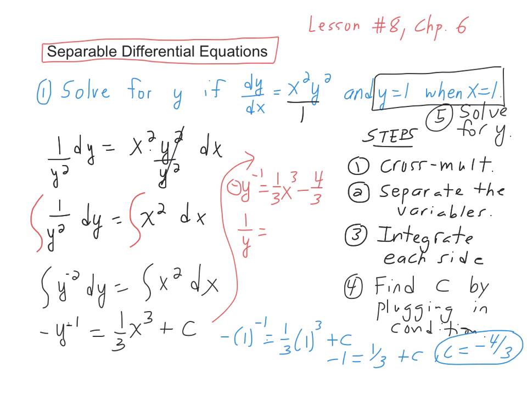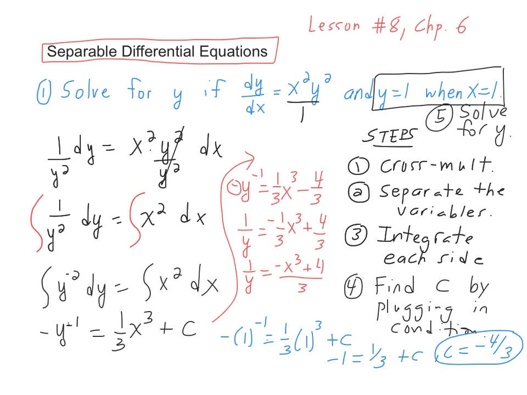And if I were to divide over that negative, I'd have a negative 1/3 x cubed and then a plus 4 over 3. Okay? And we could also, if we wanted to, since we have a common denominator, this is the same as negative x cubed plus 4 all over 3.